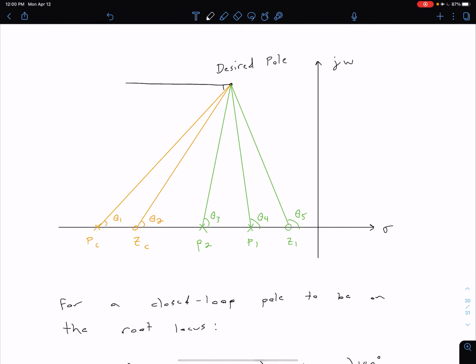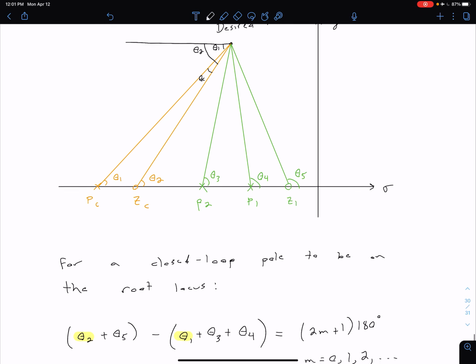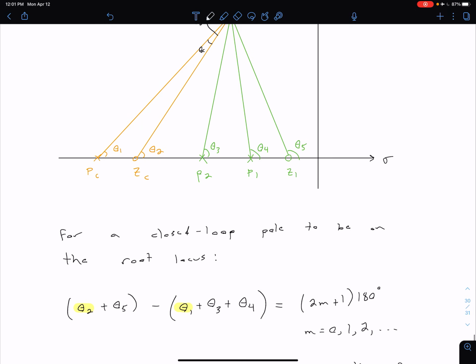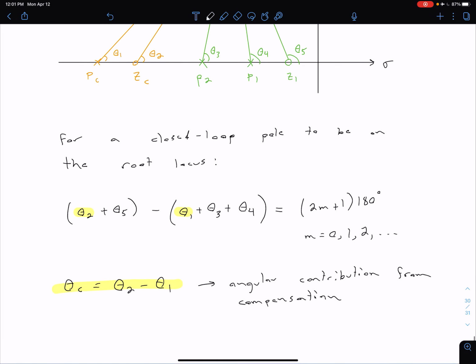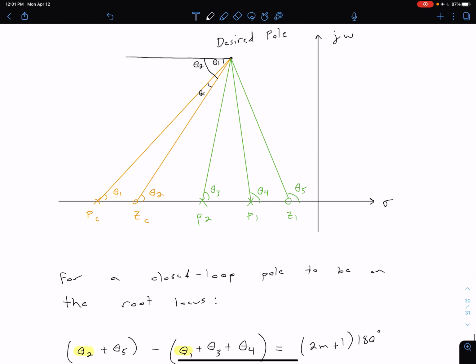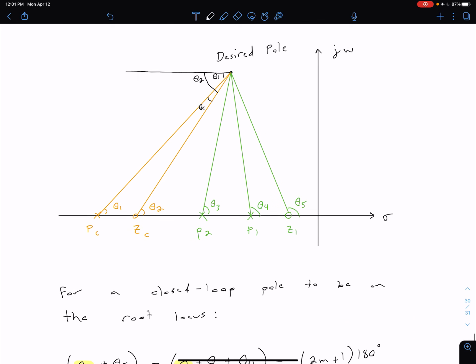So using trig, or rather geometry, we know that this angle here is going to be theta 1, and this angle between here and here, our ZC line, is going to be theta 2. So then the difference between these two lines is going to be theta sub c. That theta sub c is the angle that we're trying to match to a desired compensation term.